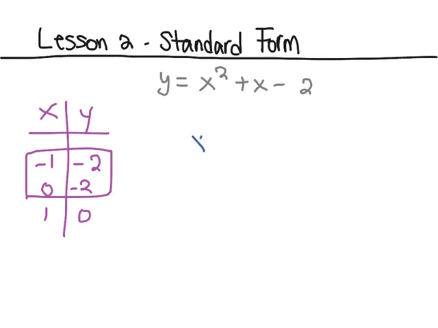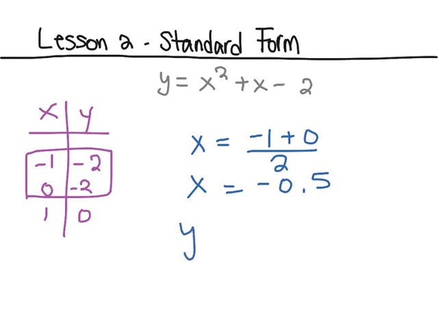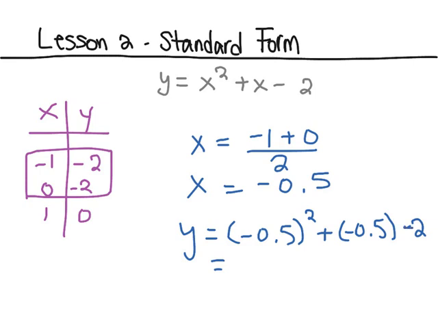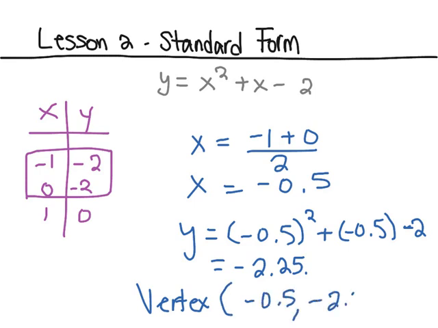So we're going to add together our two x's. So negative 1 plus 0 and divide by 2. We get negative 0.5. Now, we can mathematically find our y value. So we're going to plug in negative 0.5 into the equation. So negative 0.5 squared minus 0.5 minus 2, and you type this all into your calculator, you should get negative 2.25. So our vertex would be (negative 0.5, negative 2.25).